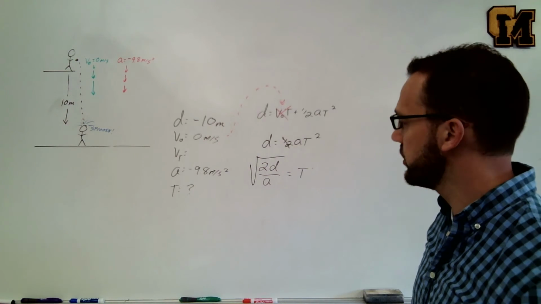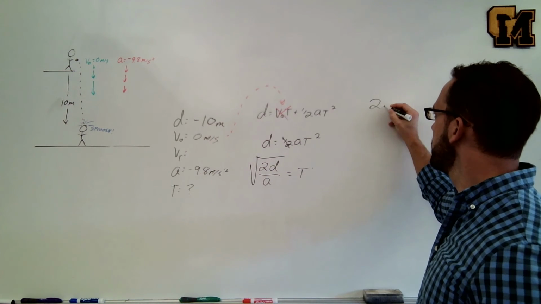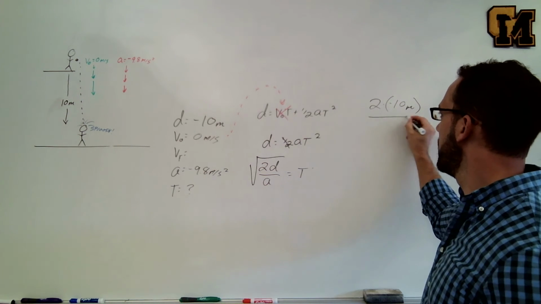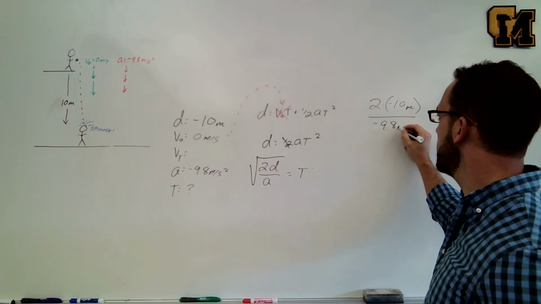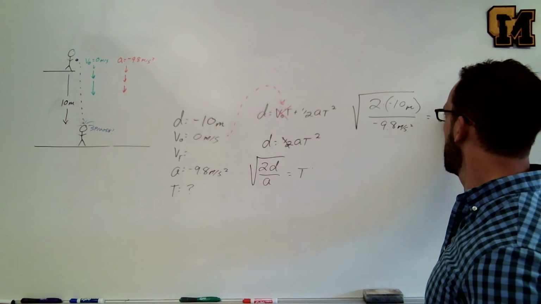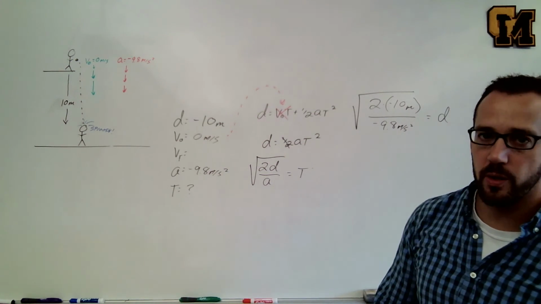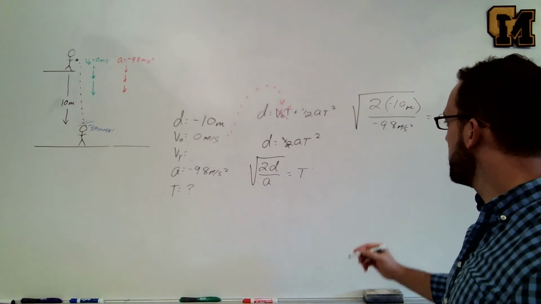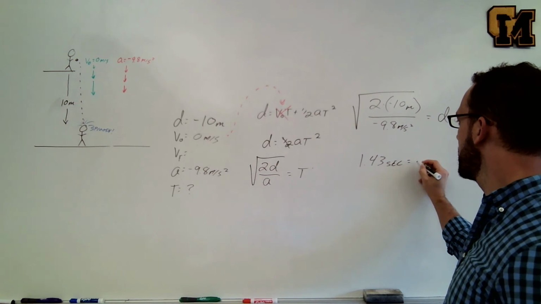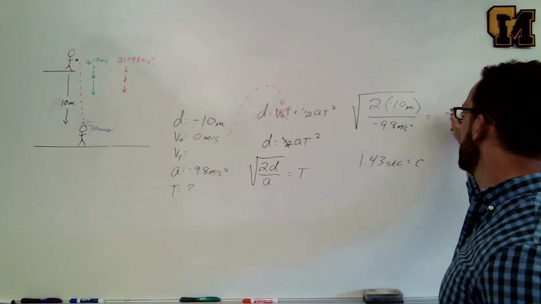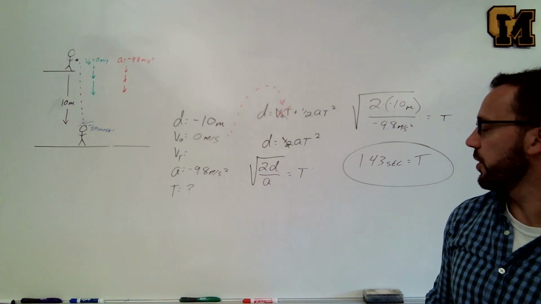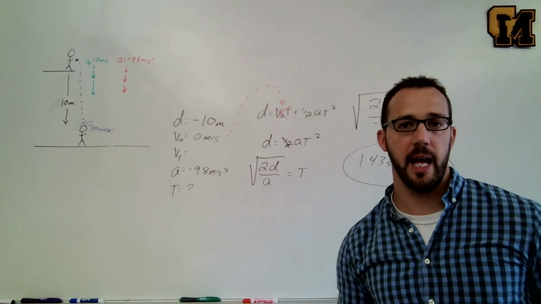Now we can plug in our numbers and solve. That would leave us with 2 times negative 10 meters all over negative 9.8 meters per second squared, and all of that underneath the square root sign. Once I plug all that into my calculator, I get 1.43 seconds. That's not for d, for time. So 1.43 seconds is how long the teachers are going to have to get out of the way.